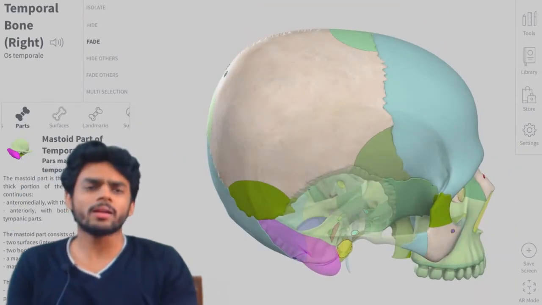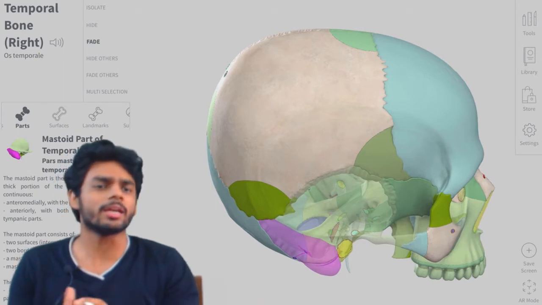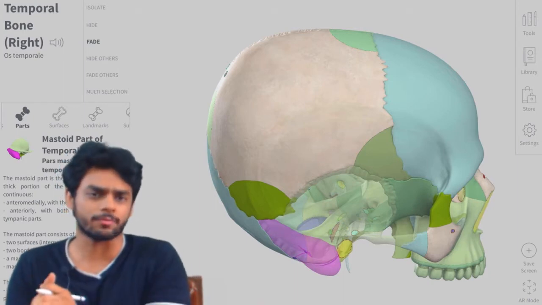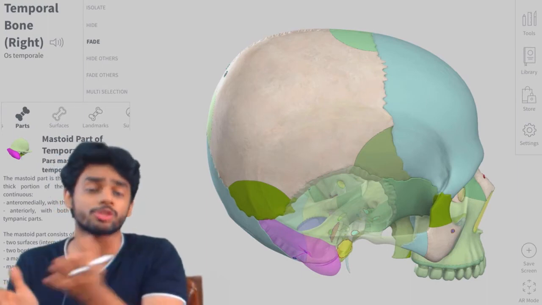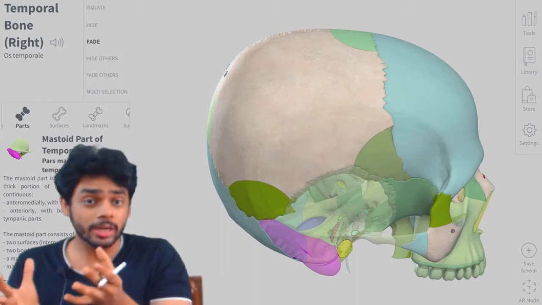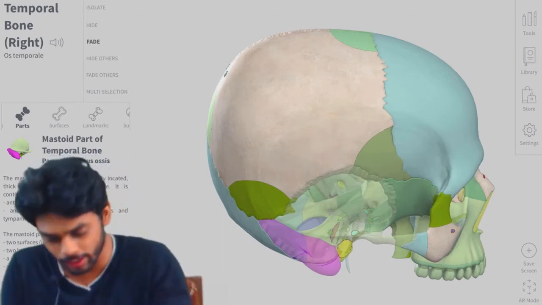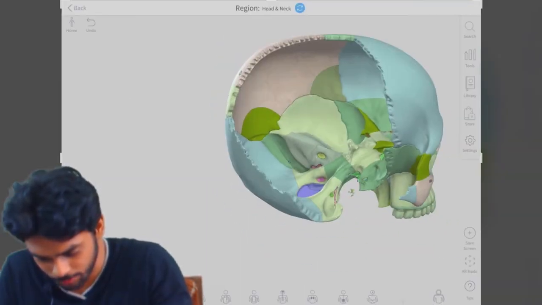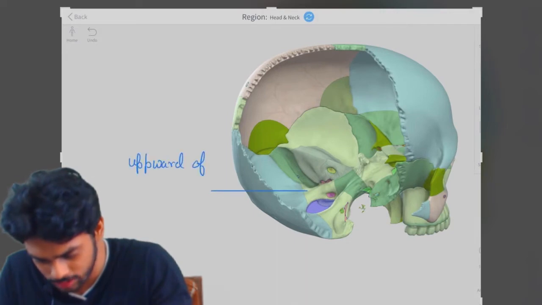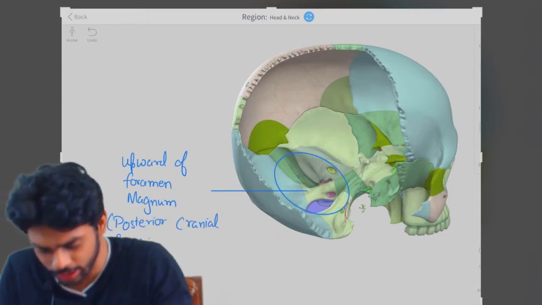The foramen magnum opens upward into the posterior cranial fossa. There are three cranial fossae: anterior cranial fossa, middle cranial fossa, and posterior cranial fossa. So the posterior cranial fossa is the space in which the foramen magnum opens in the upward direction. You can see here. Let me outline this part. This is the upward of foramen magnum, and this area is known as the posterior cranial fossa.